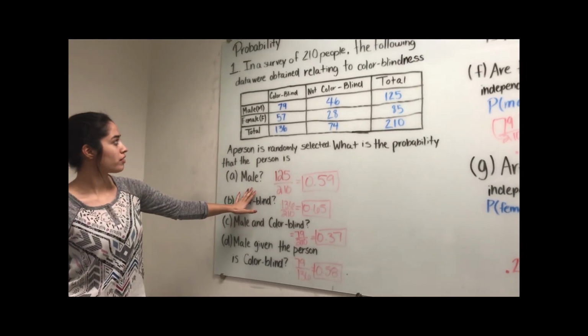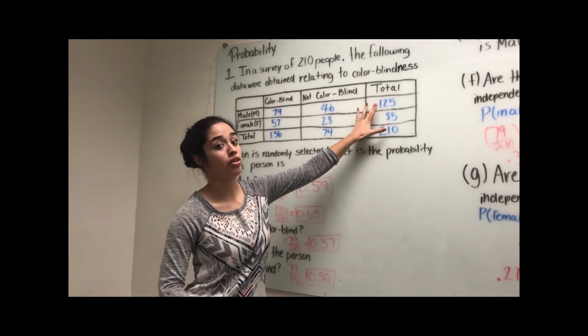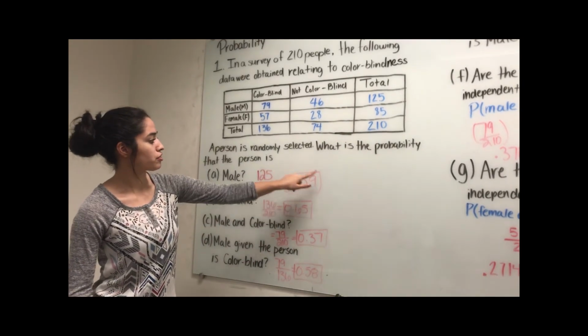So for this one, you have to find out how many in total of male we have, which is 125 right here, out of the total of all the people in the survey, which is 210, to find the probability. And right here is your answer for that.